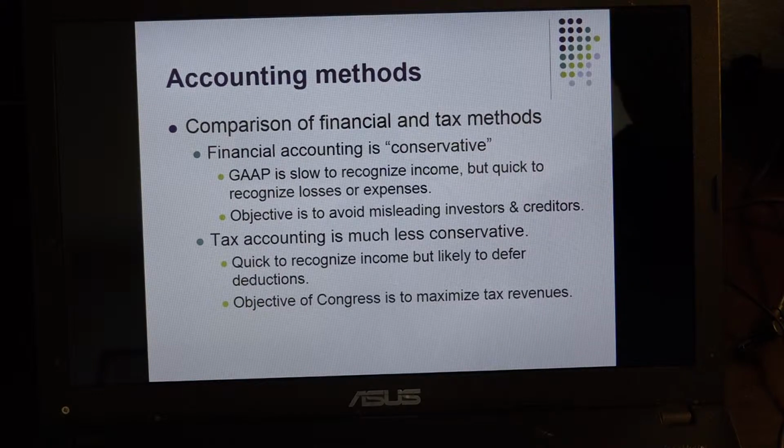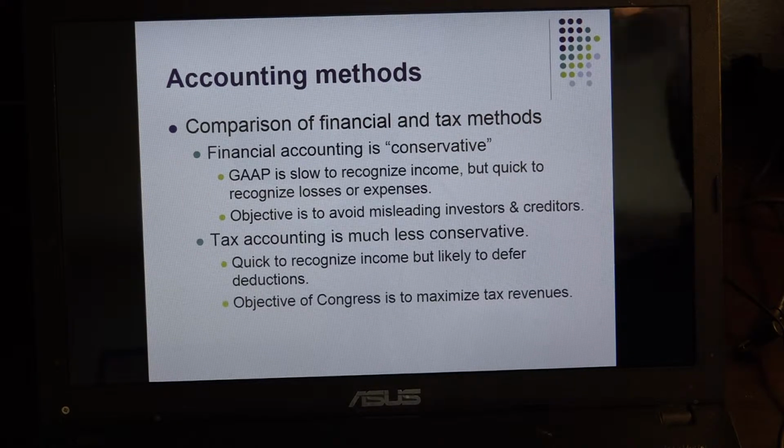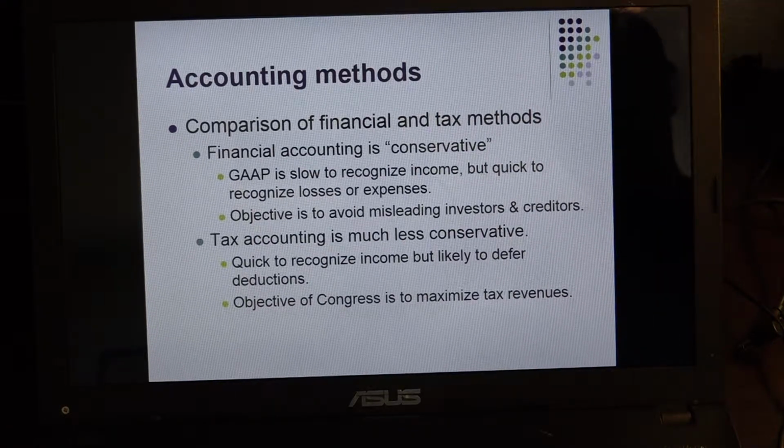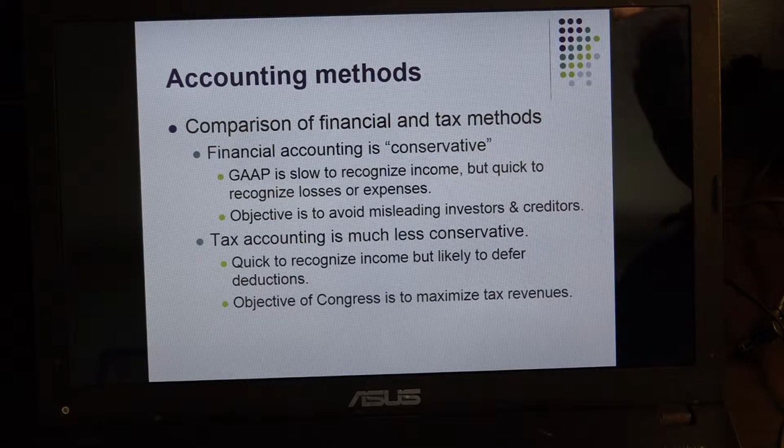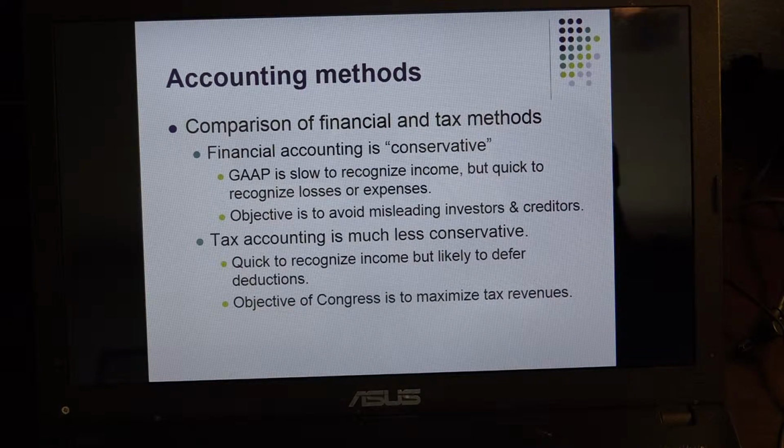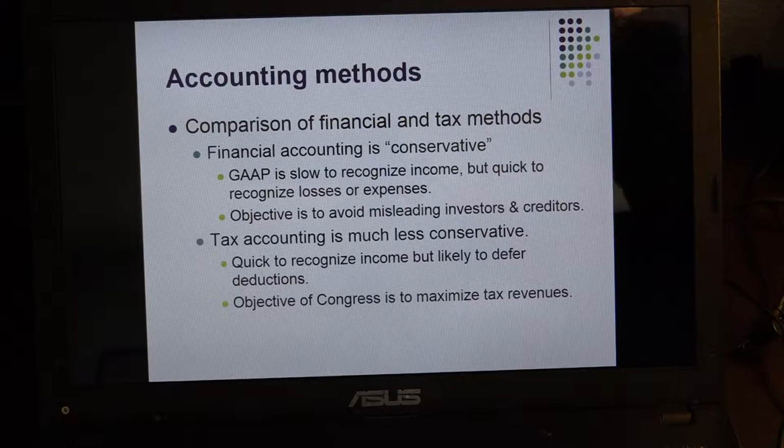Anyway, accounting methods. And so here they talk about the comparison of financial and tax accounting. Just remember that financial accounting is conservative, and here GAAP is slow to recognize income but quick to recognize losses or expenses, and not so much for tax accounting. It's kind of the other way around in some areas. In financial accounting, the objective is to avoid misleading investors and creditors.